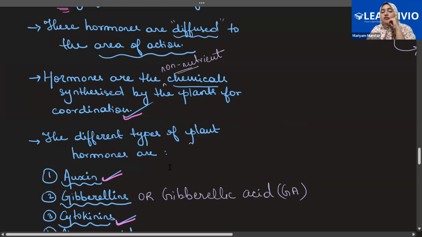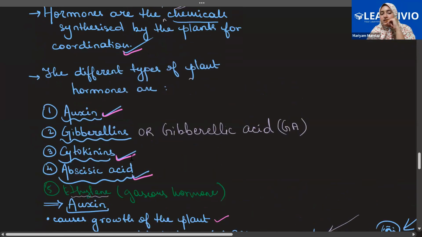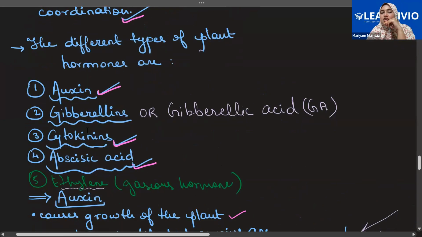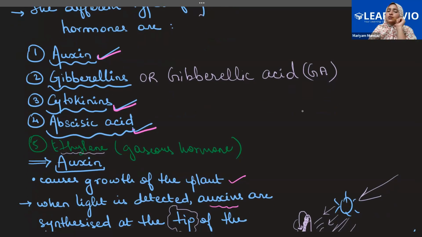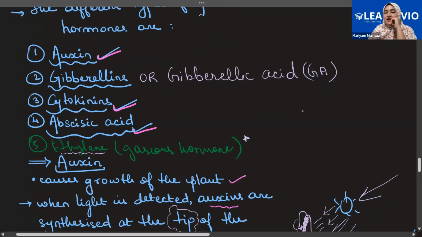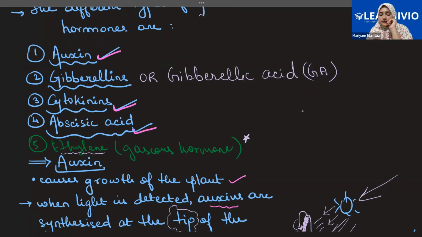The different types of plant hormones are auxin, gibberellins or gibberellic acid. If you say gibberellins or gibberellic acid, it is exactly the same thing. The third one is cytokinin. Then there is abscisic acid. Another additional hormone that I have written is ethylene. I don't think this is given in your book. Can you people check if it is given in your book or not? Ethylene.